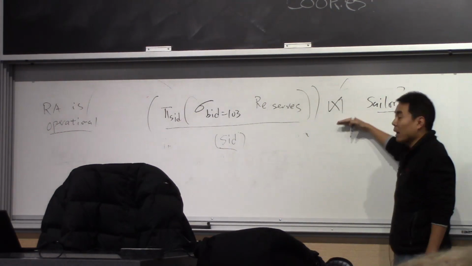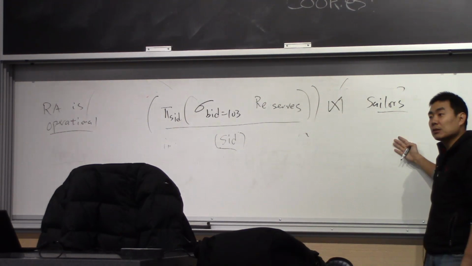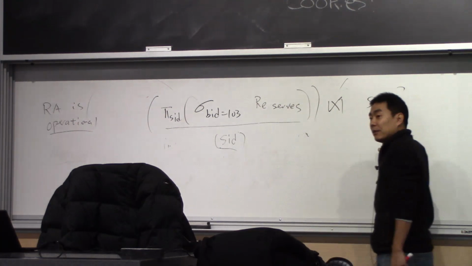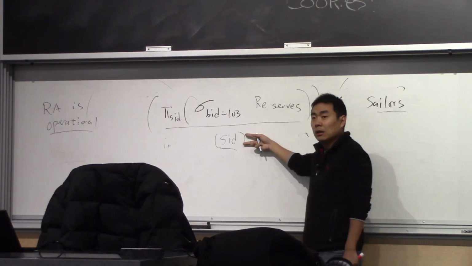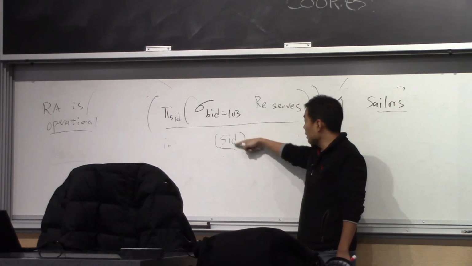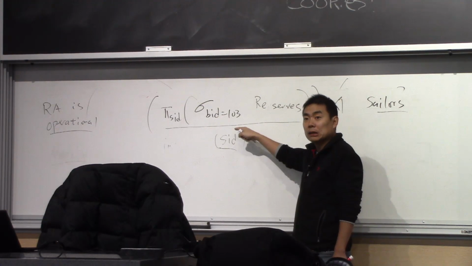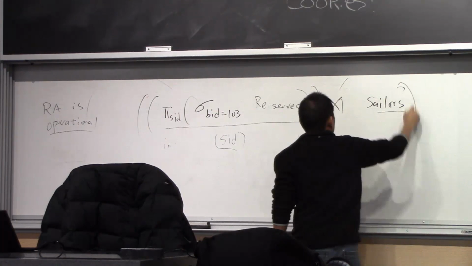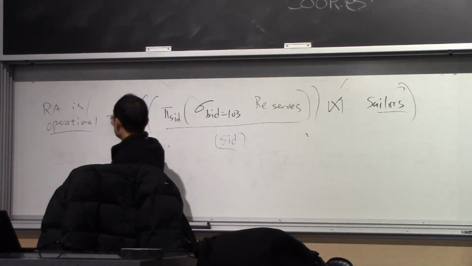So who will survive this natural join? Only those sailors who have actually reserved boat 103 will survive this natural join, because only those sailor IDs will show up in the list of this table right here. And then finally, I can do a projection at the end.